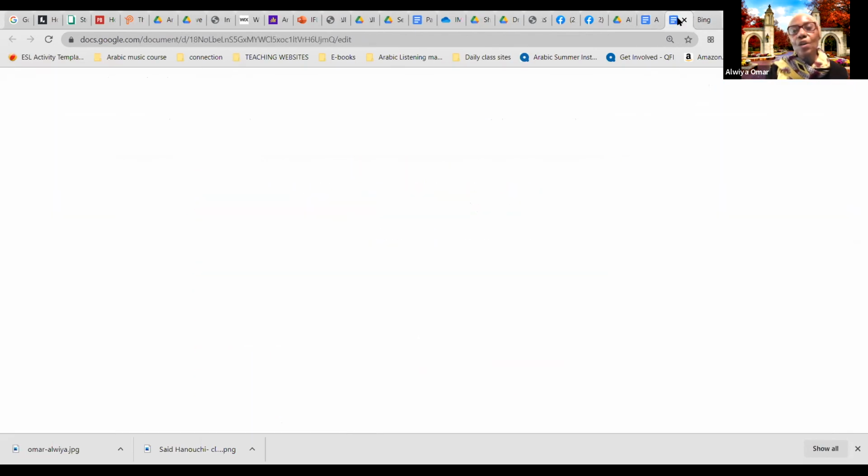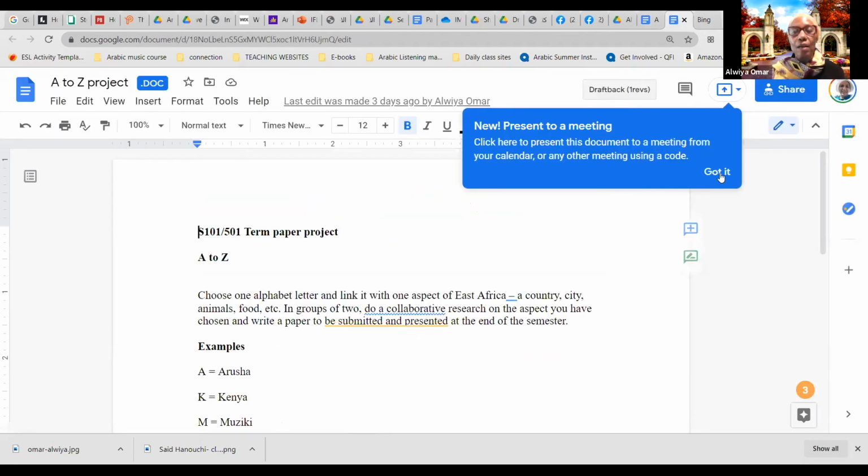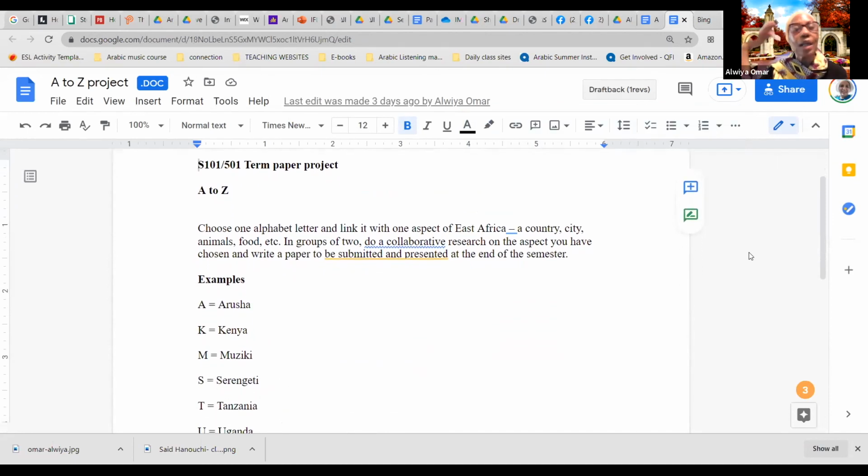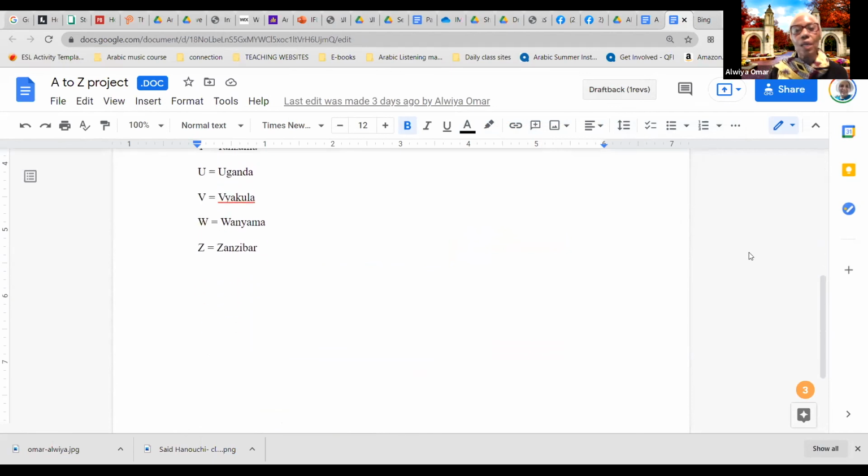So this is called an A to Z project. I heard about this in one workshop and I forgot who presented it, but it's interesting and the students like it. Especially at the elementary level, they choose the topic that they like based on that alphabet. And the second semester, we can do the same thing.